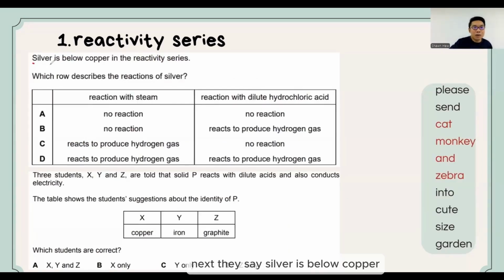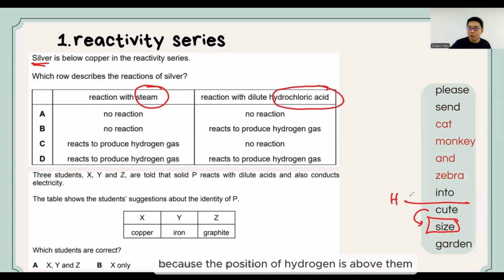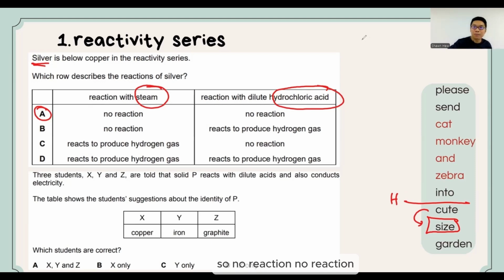Next, they say silver is below copper. Which row describes the reaction of silver? So we know that copper, silver, and gold do not react with steam, and do not react with HCl, because the position of hydrogen is above them. So three of them are not reactive compared to hydrogen. So no reaction, no reaction.